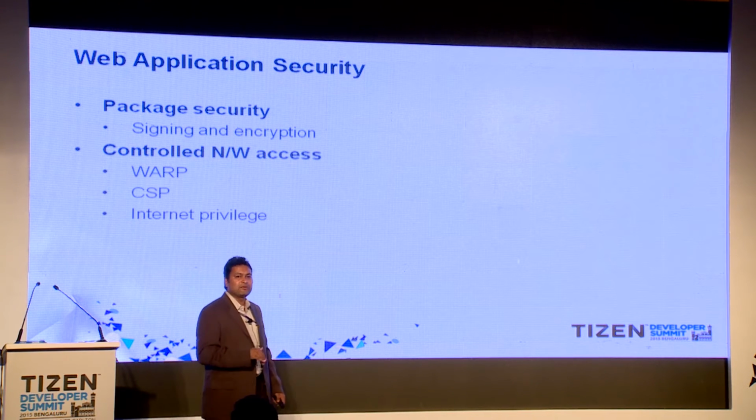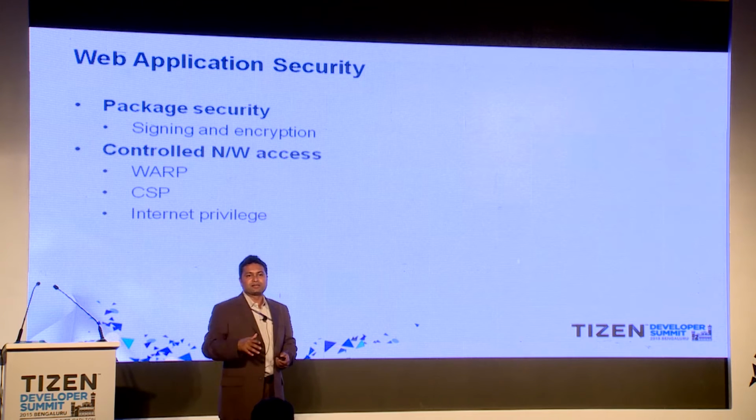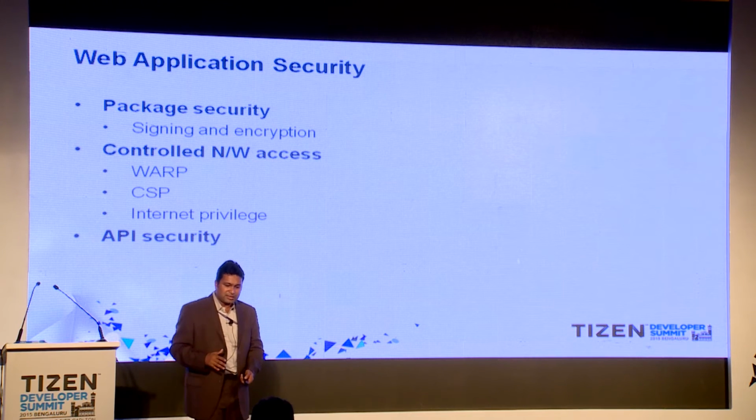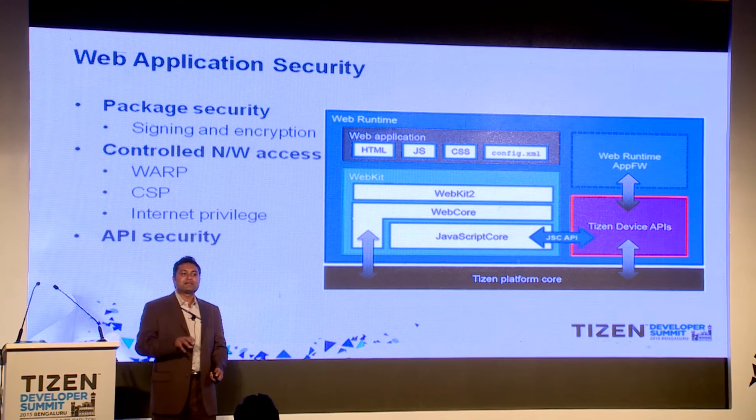Apart from this, we also have something called device security, which takes care of the security of device APIs. And in Tizen, as you can see in this diagram, all the device APIs are accessed within a sandboxed environment created by the web runtime framework. Any device API access is controlled using something called privileges.